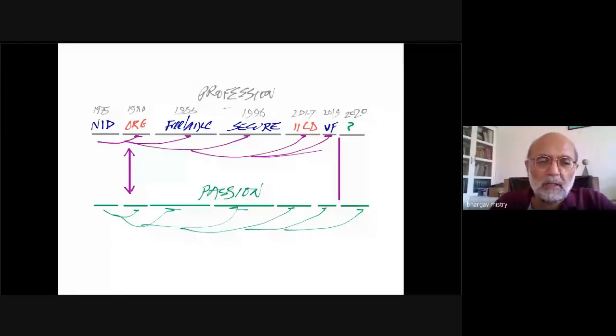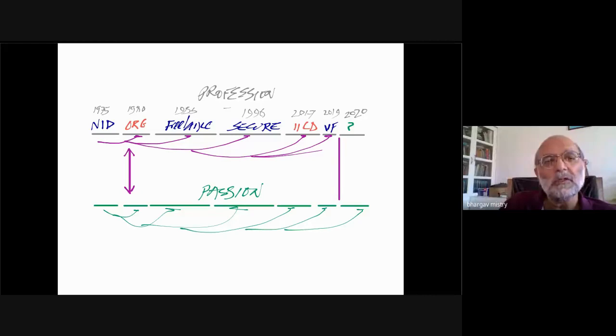Now, the purple arrows which follow underneath, from NID to ORG, freelance to Securometers, Securometers to IICD, and similarly in passion, from the first step to the second and so on, basically mean that what you are experiencing, seeing and feeling becomes an input to the next phase. This way one grows. I fondly like to say, when you create a product or a piece of music, you start from a point and take that point on a journey to create a form. So this is how I thought I'd express this.